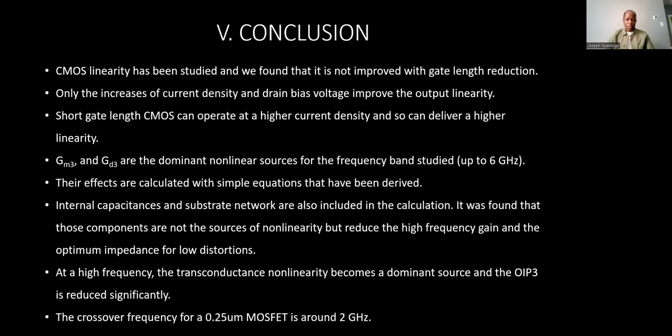We have found that those components are not the sources of nonlinearity, but reduce the high frequency gain and the optimal impedance for low distortion. At a high frequency, the transconductance nonlinearity becomes the dominant source and the OIP3 is reduced significantly. The crossover frequency for a 0.25 micrometer MOSFET is around 2 GHz.